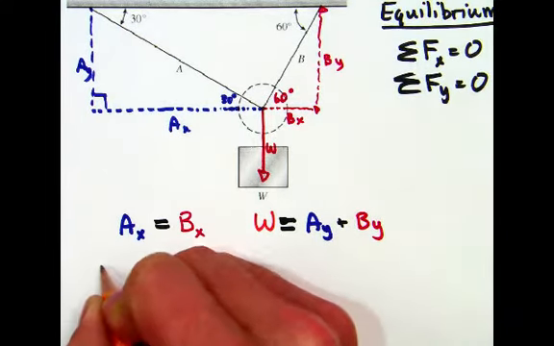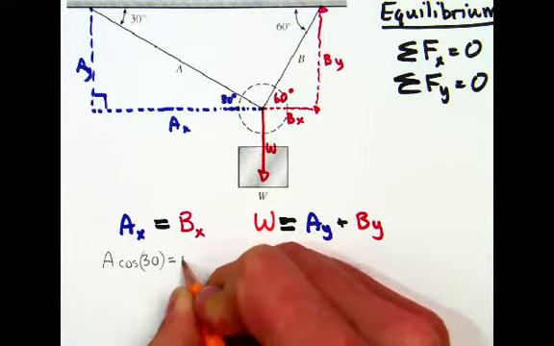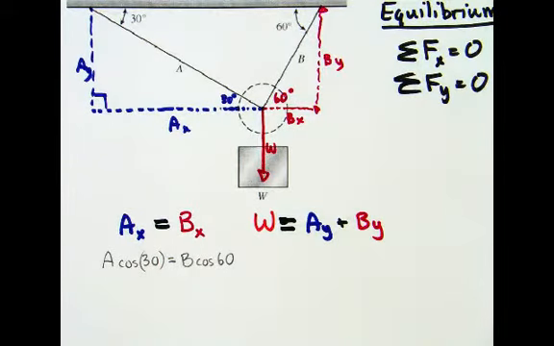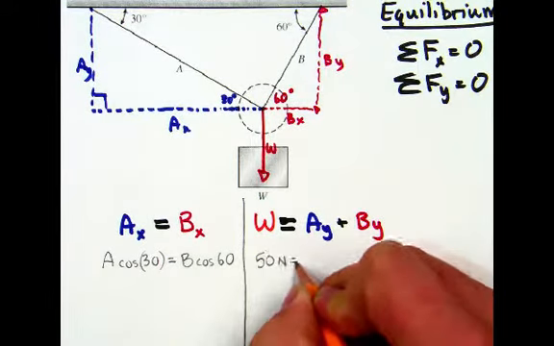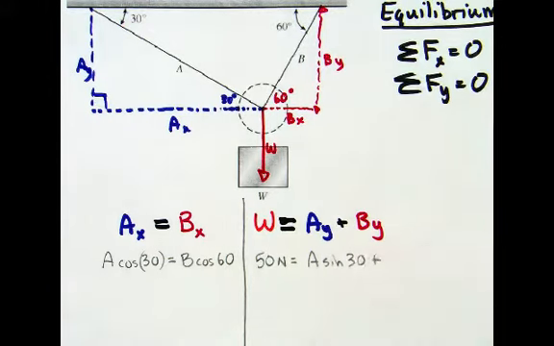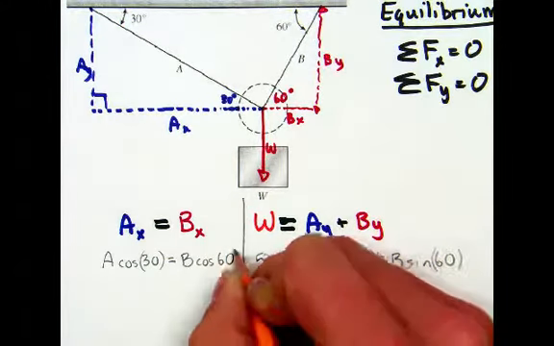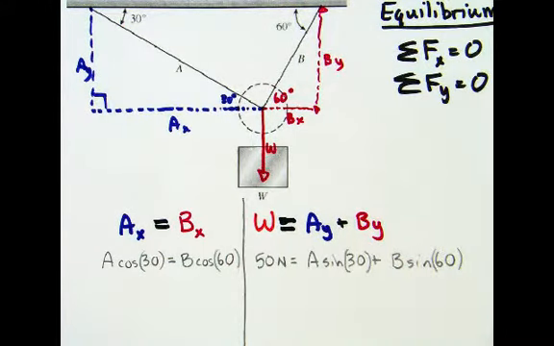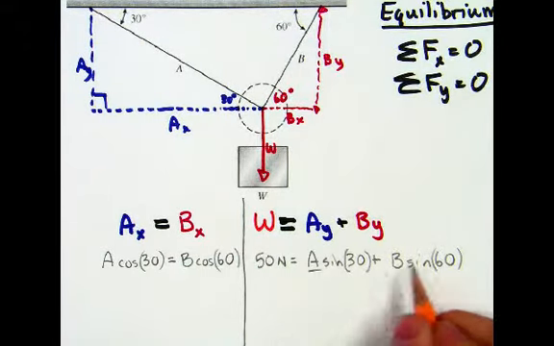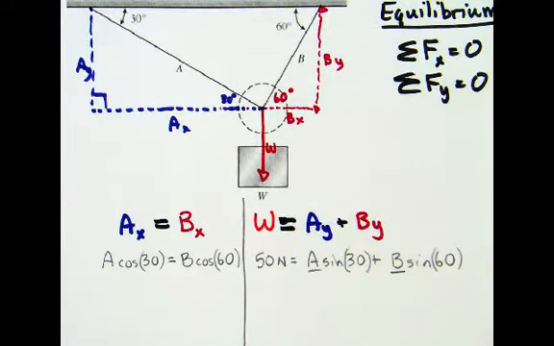So I know that A times the cosine of 30 is B times the cosine of 60. And then I know in the y direction the weight is 50 newtons, and AY is also A sine 30, and BY is B sine 60. Now what I notice is that in my y direction, this is the equation that I need to solve for either A or B, but the problem is I've got two unknowns. So let's go back over.